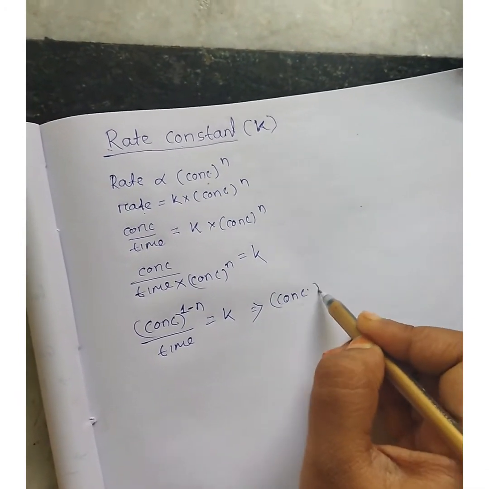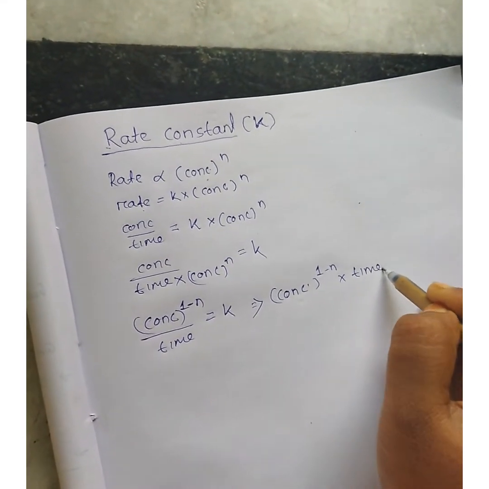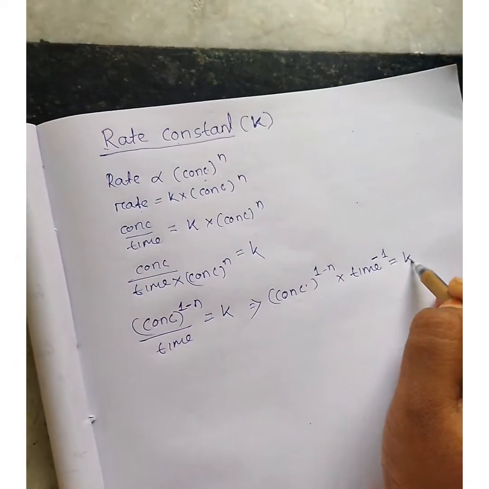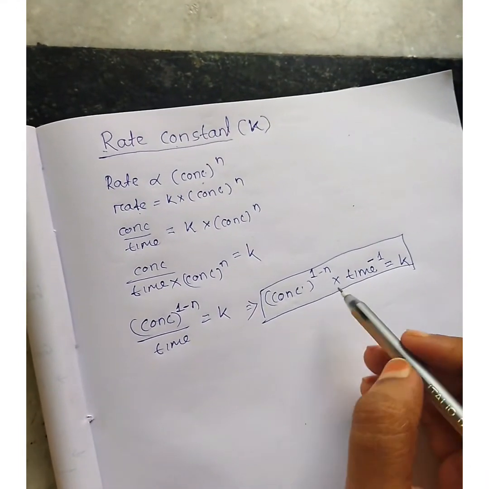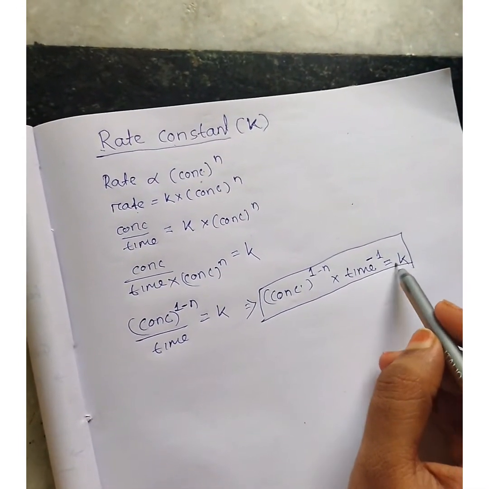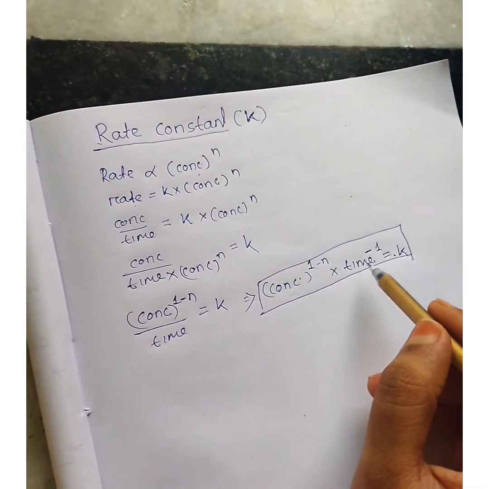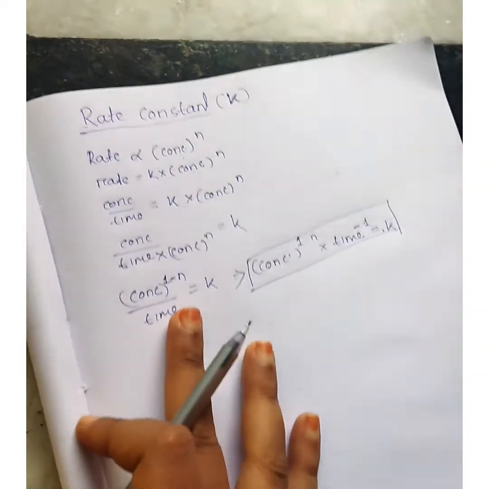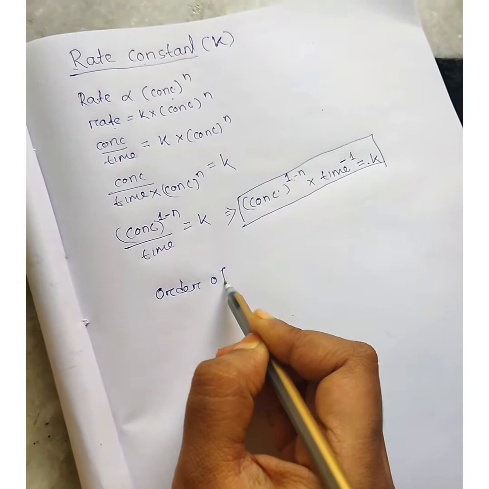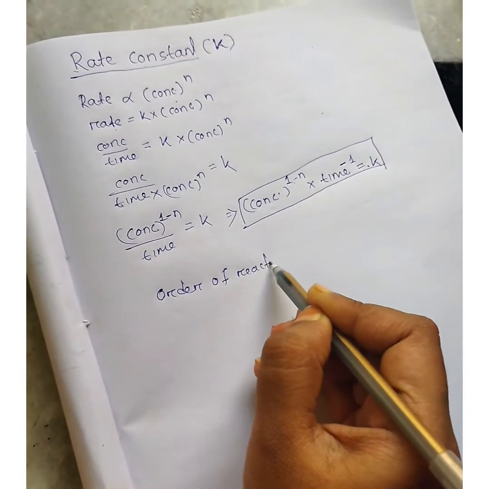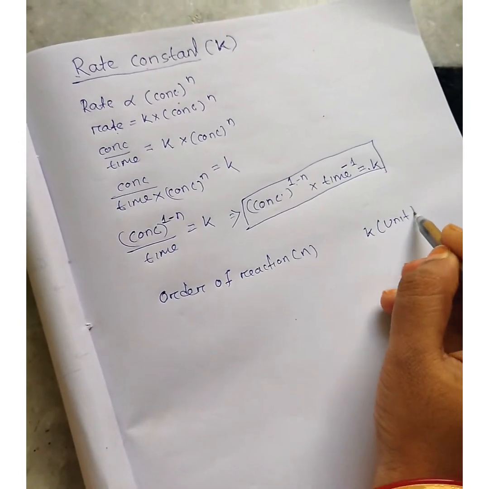Concentration 1 minus n into time to the power minus 1 is equal to K. Here is the relation, that is rate constant is equal to concentration to the power 1 minus n into time to the power minus 1. Then order of reaction n, K, rate constant.